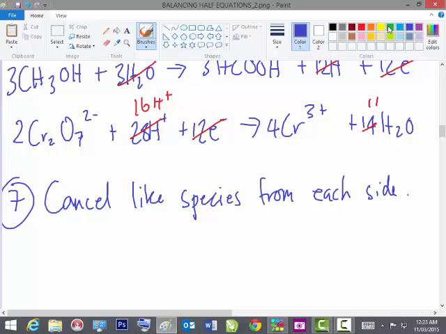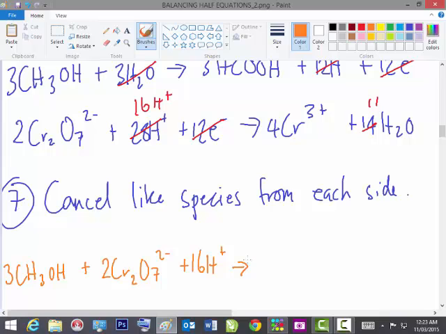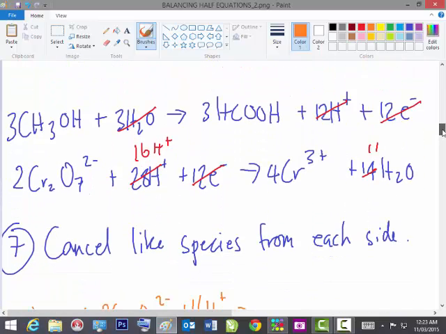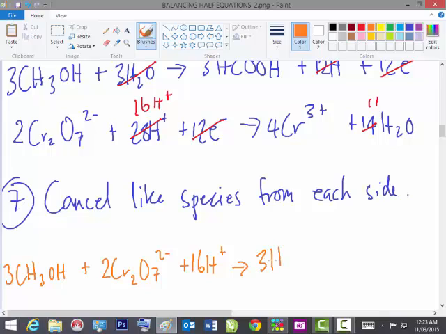And the final equation is going to be 3CH3OH plus 2Cr2O7 2 minus and 16H plus, and will become 3HCOOH plus 4Cr3 plus 11H2O.